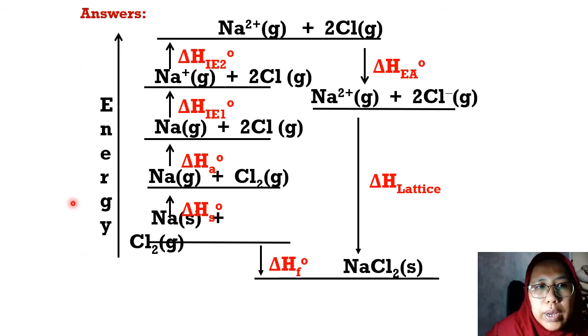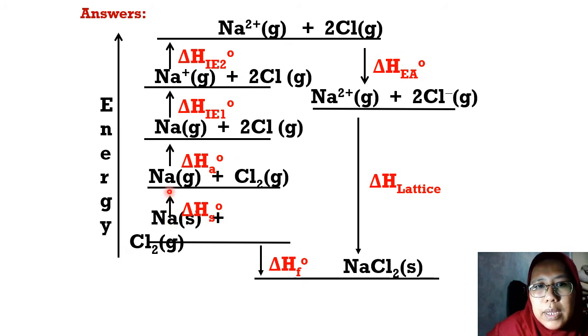So as you can see, the y-axis is energy and the x-axis is the progress of reaction, which we can also label as reactants or products. So the bottom part is NaCl2 solid, as it goes from Na solid and Cl2 gas. This is delta H formation. It is a positive one because the reactant has more energy than the product.